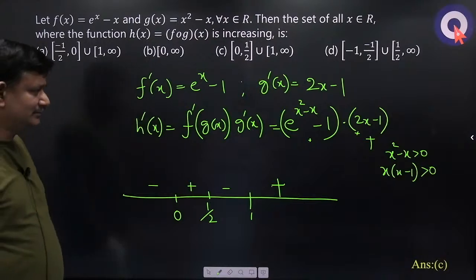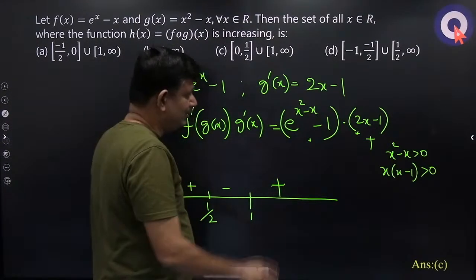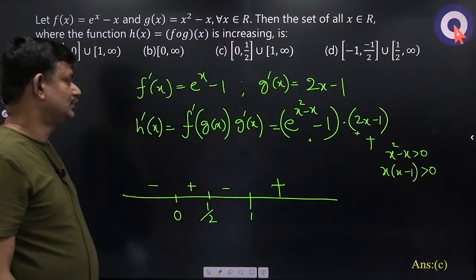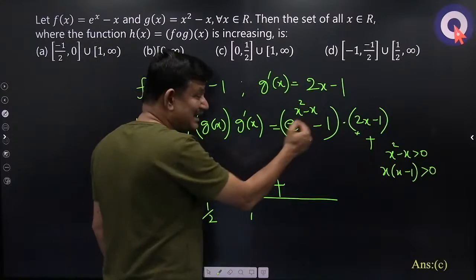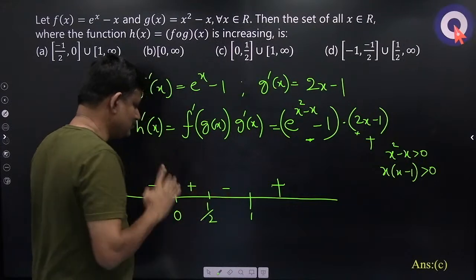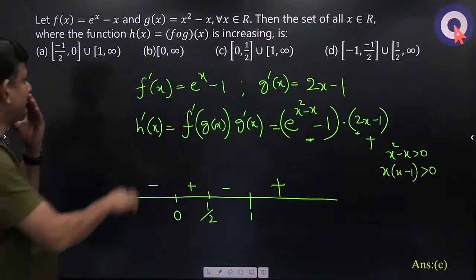x is greater than half and x is less than 1. Between half and 1, x square minus x is negative. e power x square minus x will be less than 1. So this is a negative number. One is positive, other is negative, so negative. Similarly, positive, negative. Now, what do you want h of x to be?